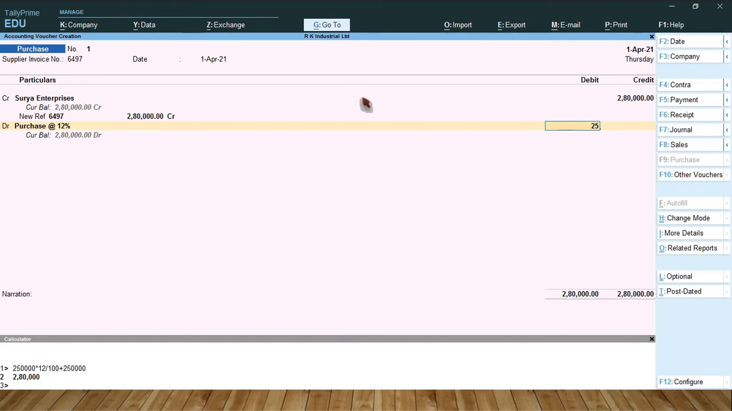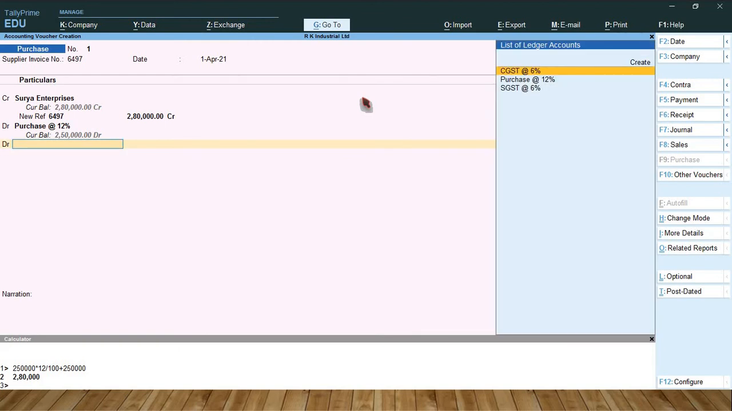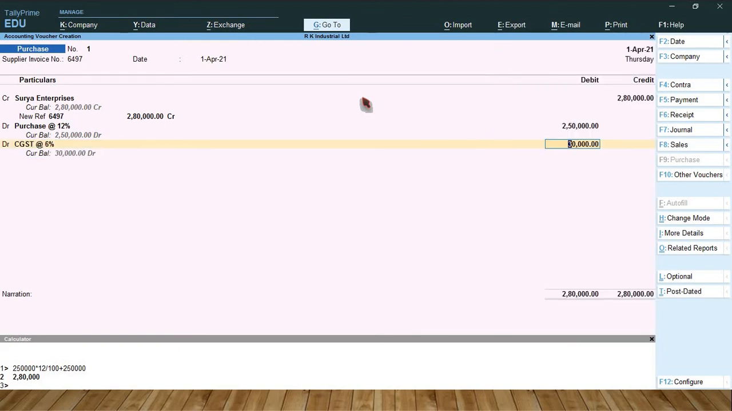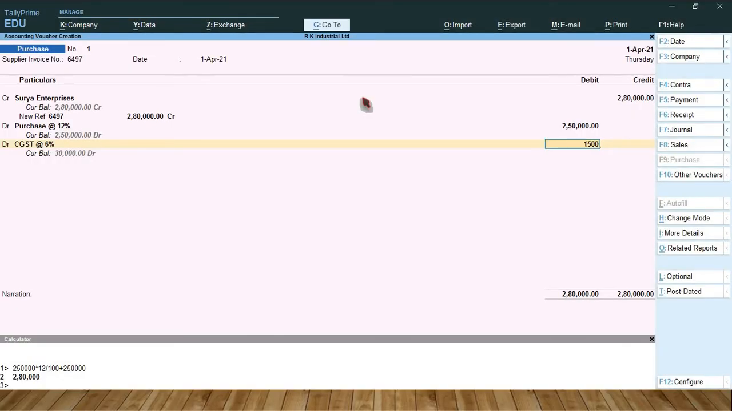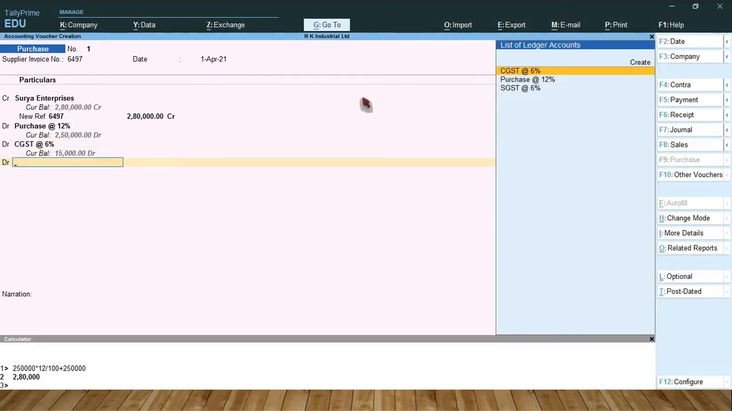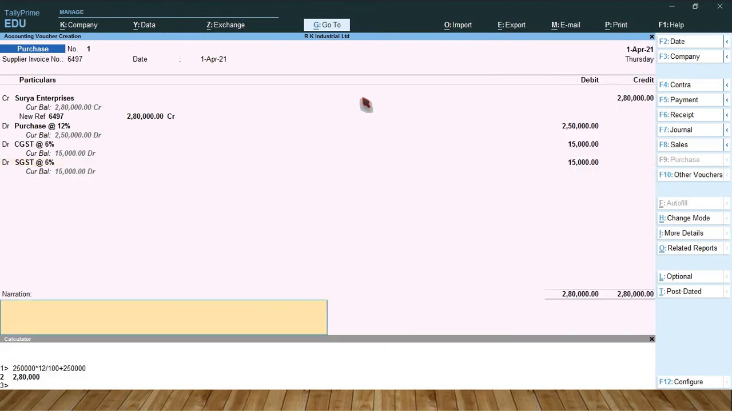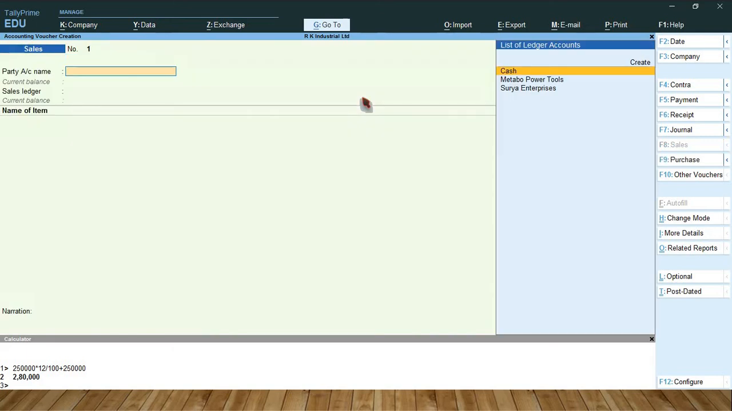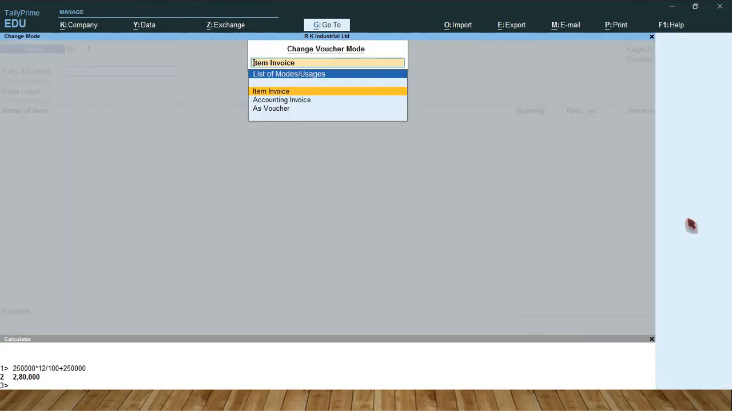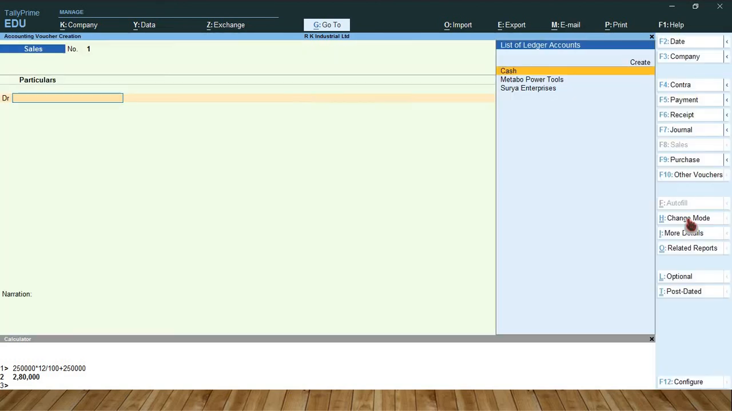So type 2,50,000. Select CGST, that CGST is 15,000. SGST is 15,000. Okay, friends. Now move to the sales voucher. Change into voucher mode. Click on change mode, select as voucher.